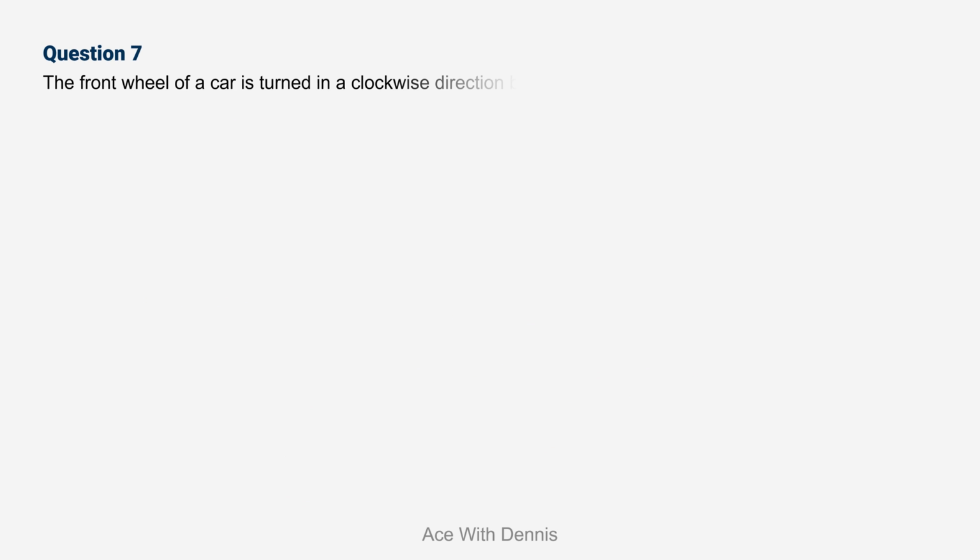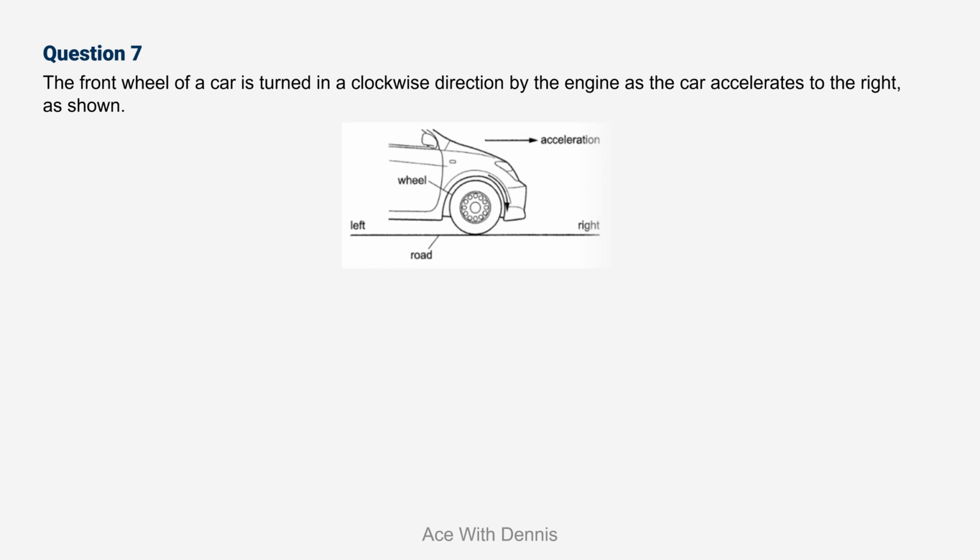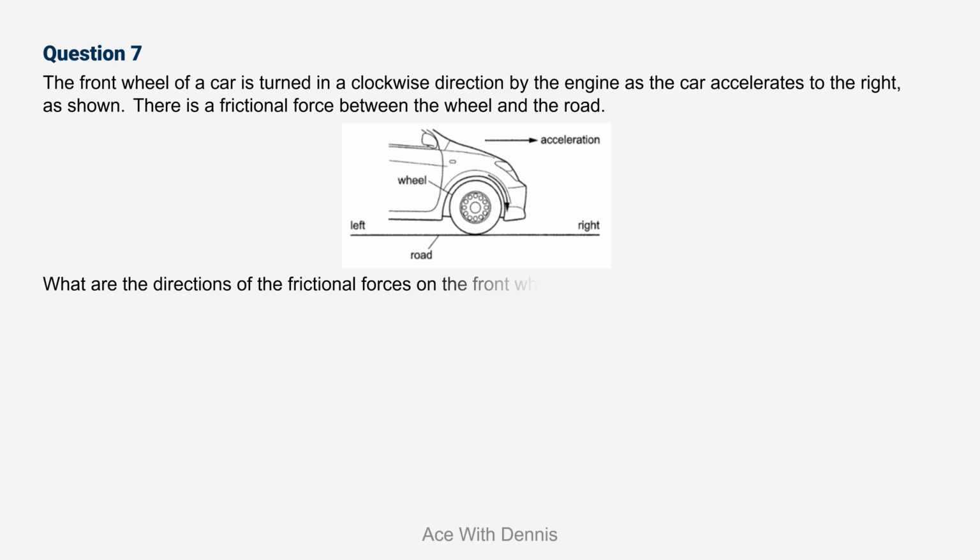Question 7. The front wheel of a car is turned in a clockwise direction by the engine as the car accelerates to the right, as shown. There is a frictional force between the wheel and the road. What are the directions of the frictional forces on the front wheel of the car and on the road?